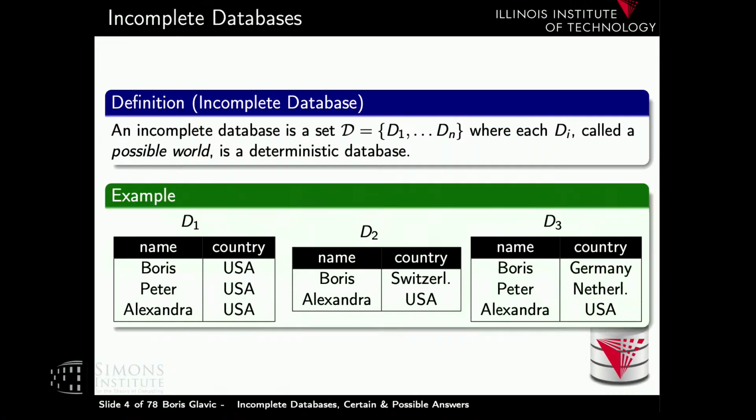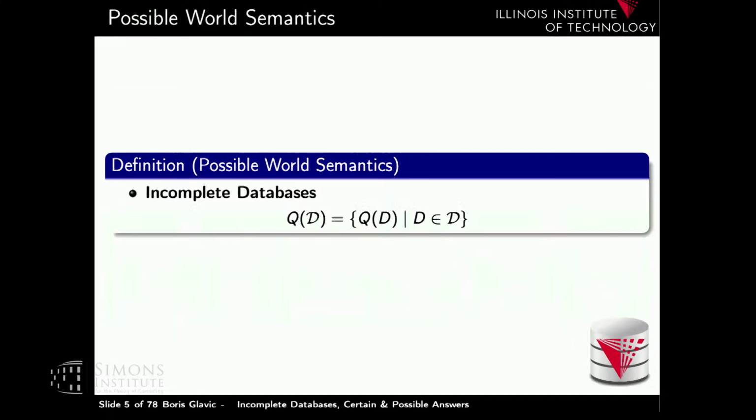Okay, an incomplete database is just a set of instances. Each deterministic database is called a possible world. For example, here we have three possible worlds where we are uncertain about the location of certain people, and some people don't exist in every world.